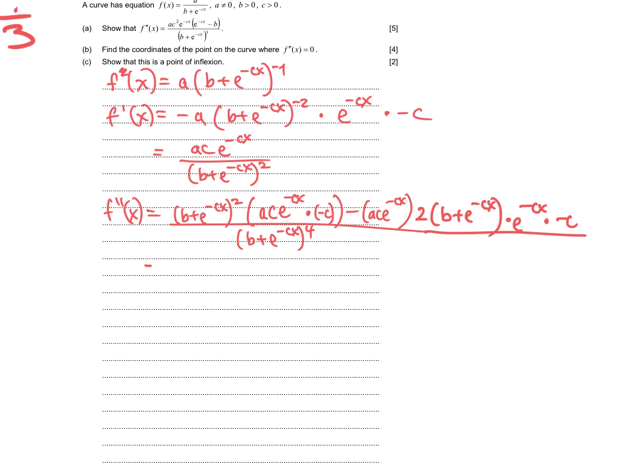What a mess. So now, b plus e to the negative cx to the 4, and we have one of those can be taken out because we've got to the third on the bottom. So we're going to have b plus e to the negative cx. And what else is in, well, I'll just deal with that in a second. All right, so we need another one of those.